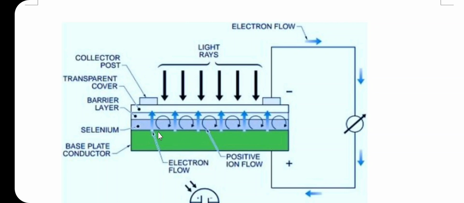Then the surface of the semiconducting material is covered by a very thin layer of silver or gold. So, a transparent cover of silver or gold acts as the second collector electrode. This thin layer of silver acts as one electrode, while the metal base plate of iron or copper acts as the other electrode. So, these are the two electrodes in this photovoltaic cell.